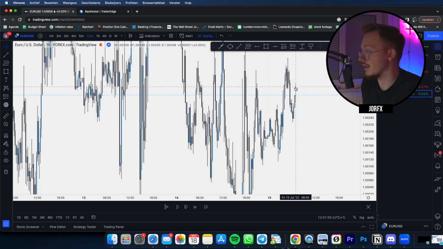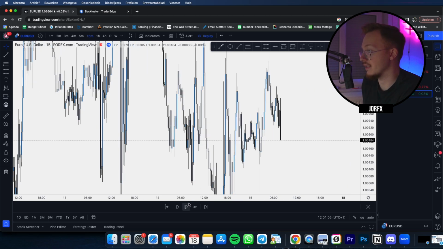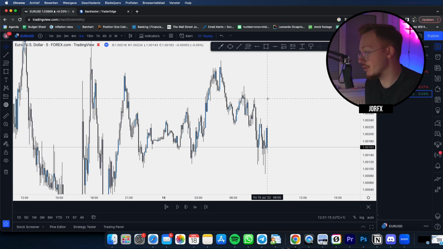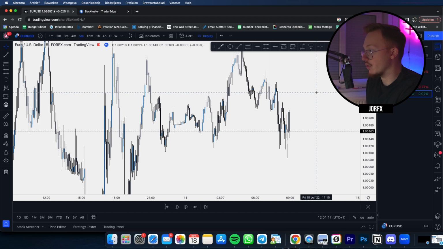Okay, so it is 6:45. We need it to be 9 o'clock in order that we can enter. So let's go a little bit further. The next candle is 9 o'clock, so the next candle I could potentially enter. What can we see? What can we see?